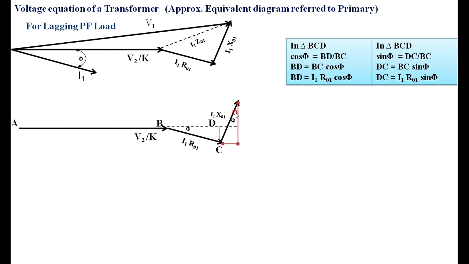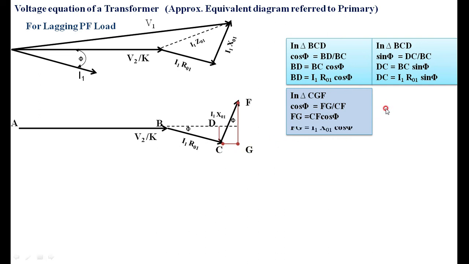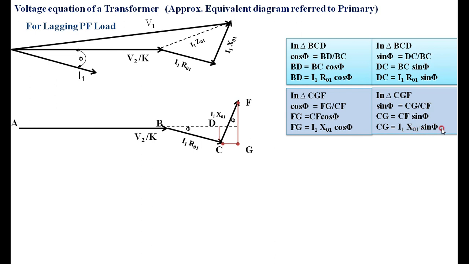This angle is phi. If we take this point as F and this as G, then for this particular triangle once again you have to apply the cos function and sine function. In CGF, cos phi is adjacent side divided by hypotenuse, that is FG by CF. Therefore FG is equal to CF cos phi. Similarly, I want CG, so I apply the sine function: sin phi is equal to CG divided by CF. CG is equal to CF sin phi, and CF is nothing but I1 X1 sin phi.